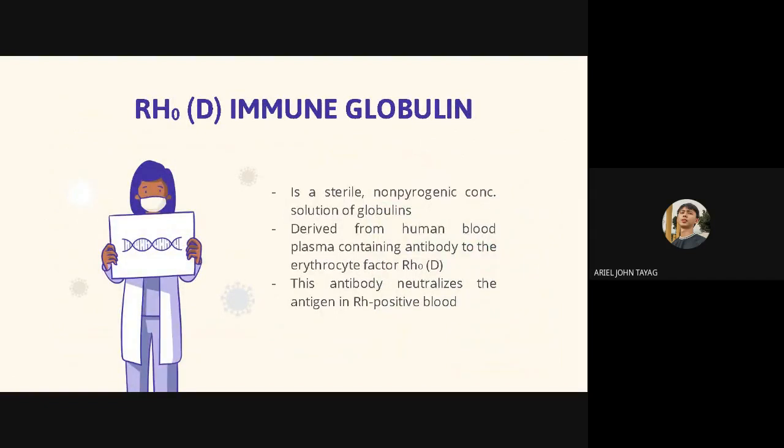We have the Rho(D) immune globulin. It is a sterile non-pyrogenic concentrated solution of globulins, a specific globulin fraction derived from serum of human blood donors immunized to produce antibodies against the D antigen, the most common antigen of the Rh blood group, used to prevent Rh sensitization of an Rh negative woman after delivery of a fetus that is Rh positive.